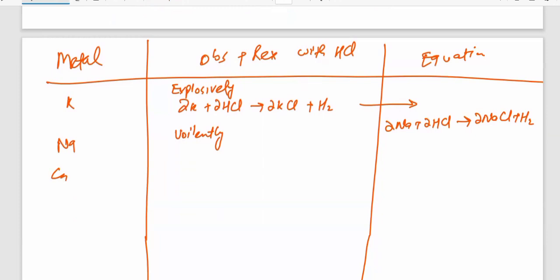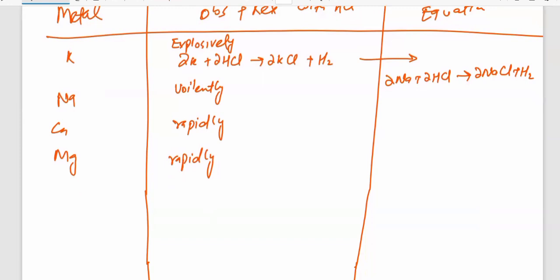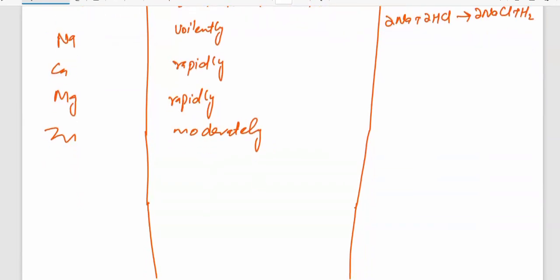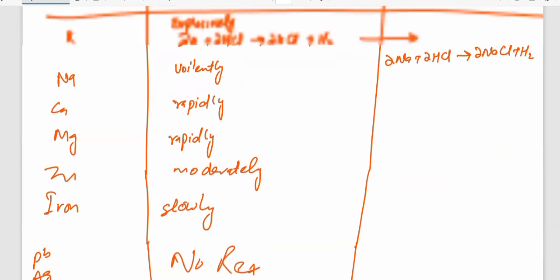Next, calcium. The reaction with calcium happens rapidly. And ahead, with magnesium, the reaction is also rapid. Then with zinc, moderately. The intensity is slowly decreasing as we go towards the bottom. The reason is that they are becoming least reactive, so the intensity of the reaction with the HCl is decreasing. When iron is allowed to react, it reacts slowly, and lead, silver, and copper show no reaction. You can see the equations.